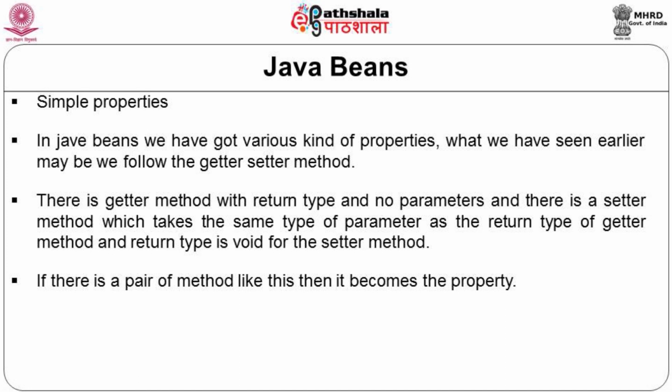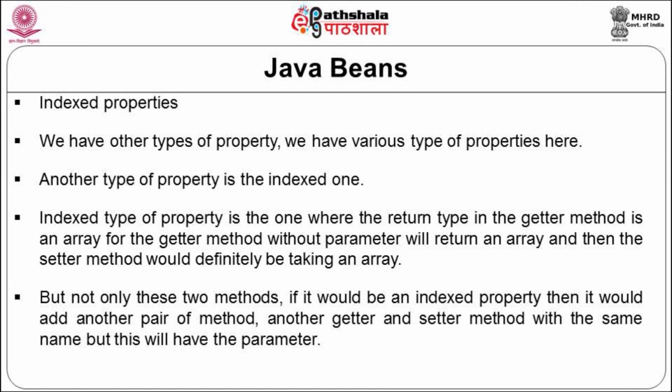We have other kinds of properties. Another type of property is the indexed property. An indexed property is the one where the return type in the getter method is an array. The getter method without parameter returns an array, and the setter method would then take an array. But it is not only these two methods. If it is an indexed property, it would add another pair of methods, another get and set method, with the same name, but this time with a parameter.